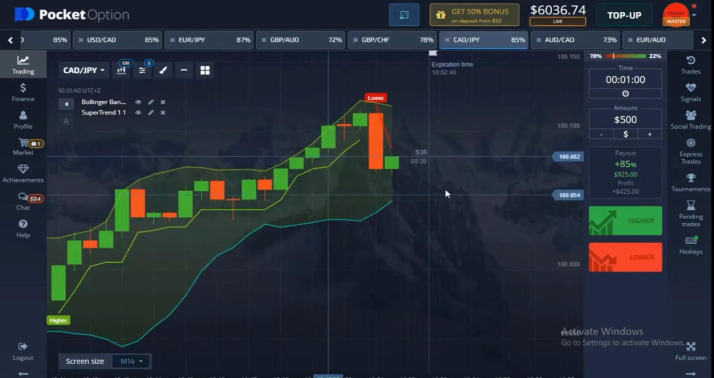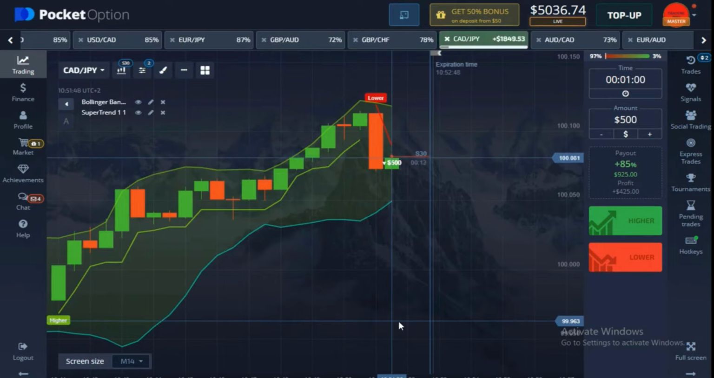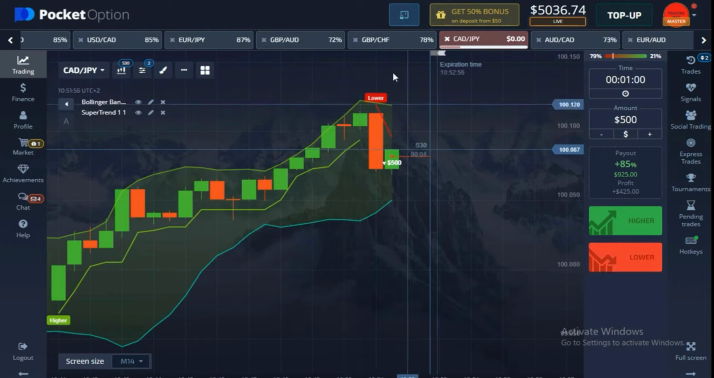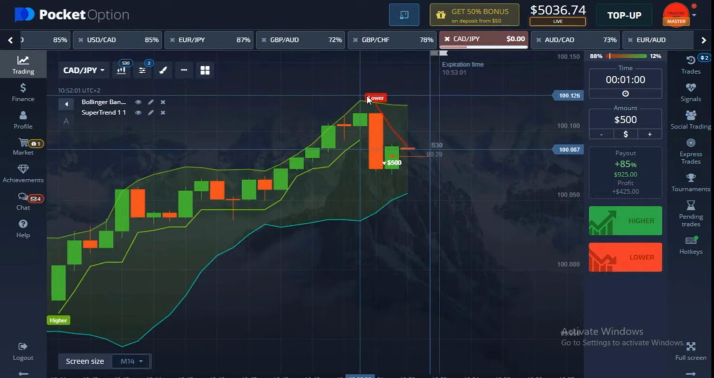Okay guys, a good moment here. I'm going to enter a low trade. The number one thing you need to look out for while taking a trade with this strategy is that when you're taking a trade to come down, to lower down, you must have your Super Trend signal lower shown here. That's the number one thing.